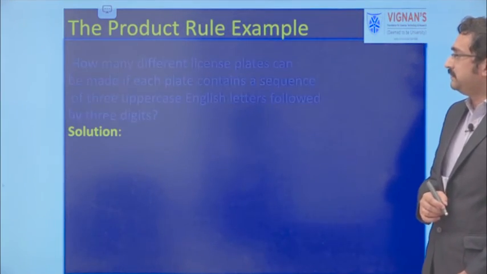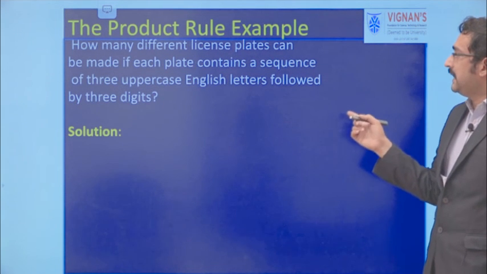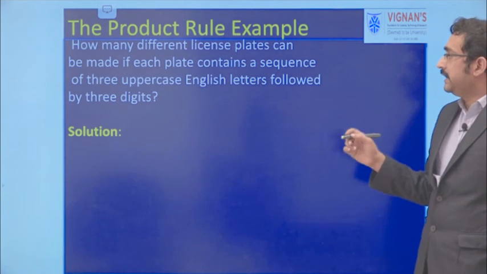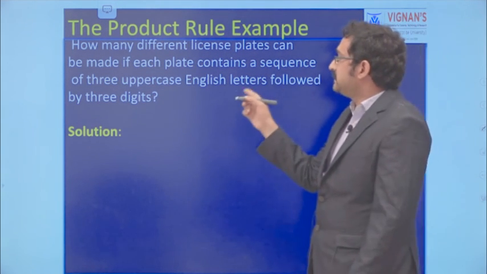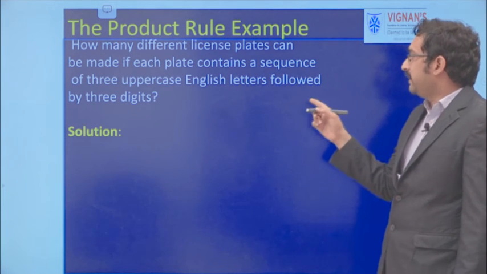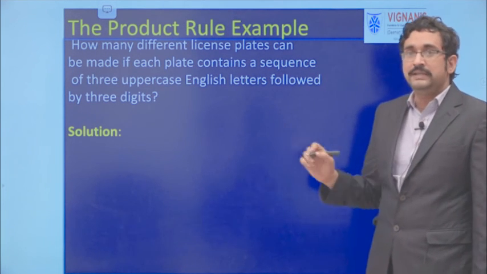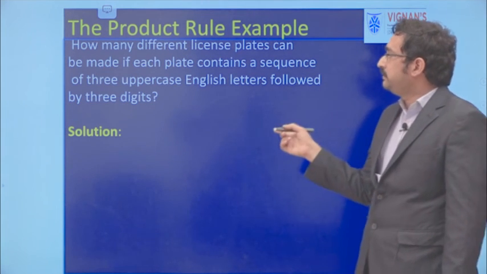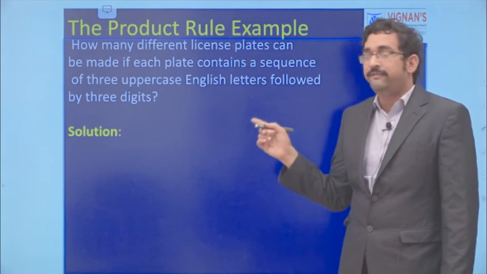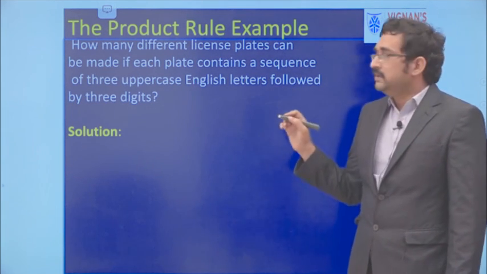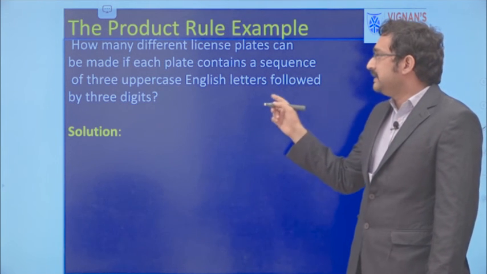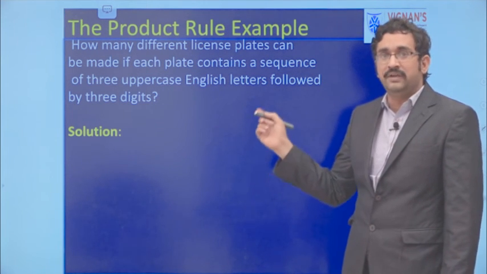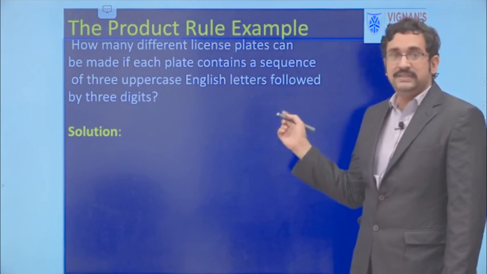One more example. How many different license plates can be made if each plate contains a sequence of 3 uppercase letters followed by 3 digits? This is an example for the product rule. Here we have to make different license plates, and each license plate will contain a sequence of 3 uppercase alphabets followed by 3 digits.